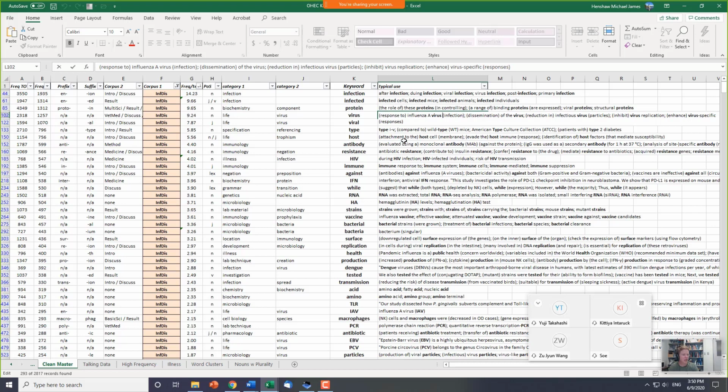Plus, in general, the order is in order of decreasing frequency. So influenza A virus is probably used more frequently than of the virus. And then infectious virus is used less frequently. That's basically how this is organized.